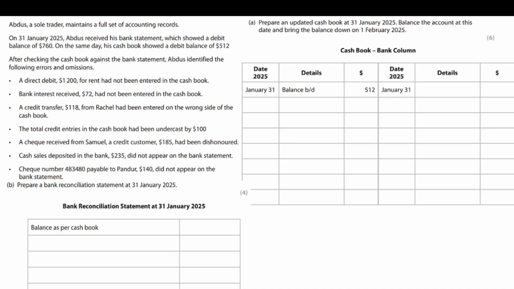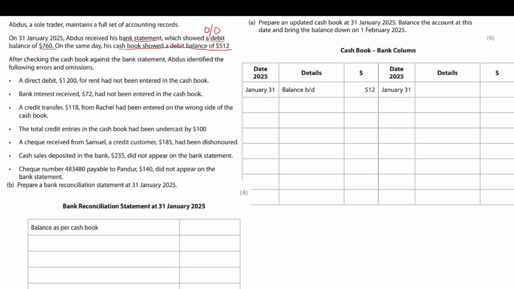Abdus, a sole trader, maintains a full set of accounting records. On 31st January 2025, Abdus received his bank statement which showed a debit balance of 760. That means his bank statement is showing a debit balance of 760. So this clearly shows that there was an overdraft. On the same day, his cash book showed a debit balance of 520. So this is a debit balance on 31st January 2025.